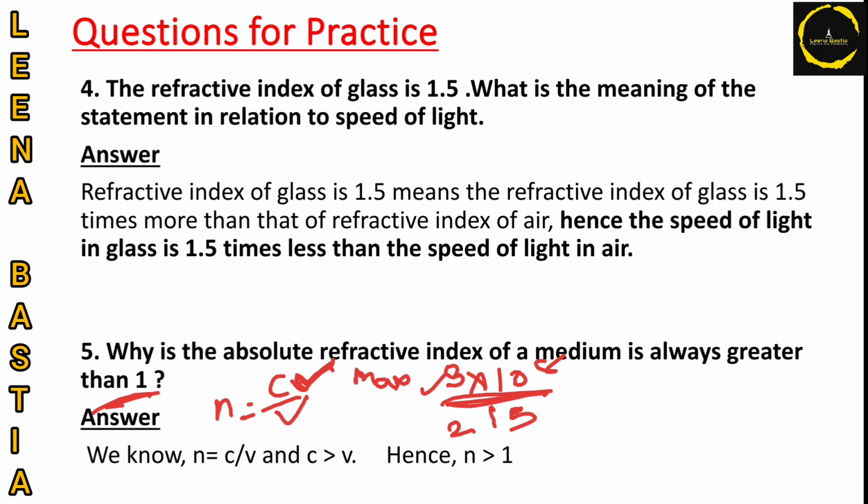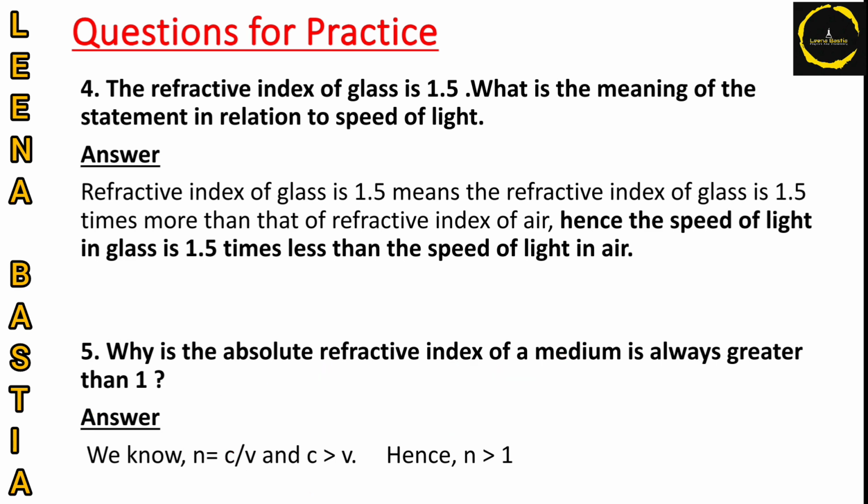So how to represent the answer? You have to just write n equals c by v. You can say that n is the refractive index of a medium and c is the speed of light in air. v is the speed of light in any medium. We know that speed of light in air is maximum, so c is always greater than v. Hence, we can conclude n is always greater than 1.